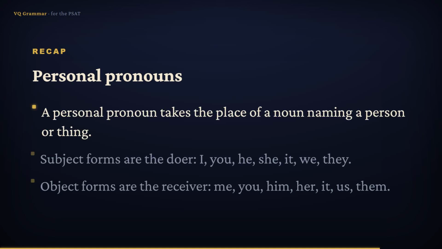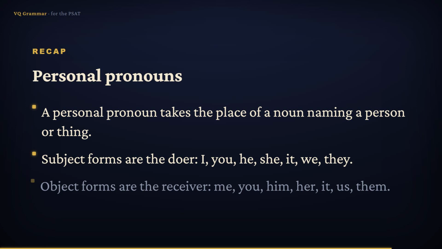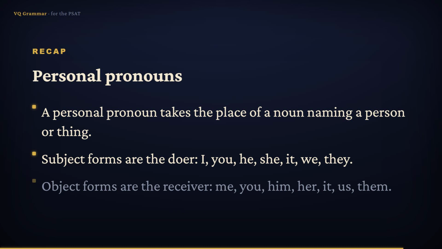Let's wrap up. A personal pronoun takes the place of a noun that names a person or a thing, so we don't repeat the same name. It comes in 2 forms. The subject form is the doer: I, you, he, she, it, we, and they. The object form is the receiver after a verb or a preposition: me, you, him, her, it, us, and them.